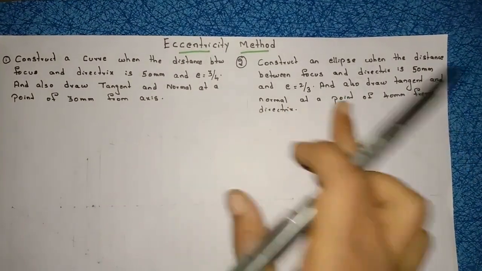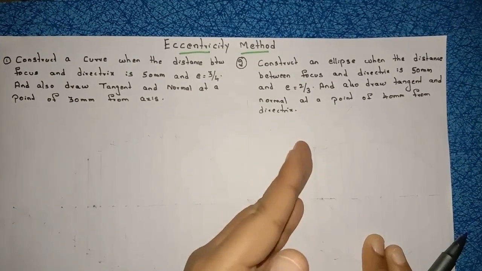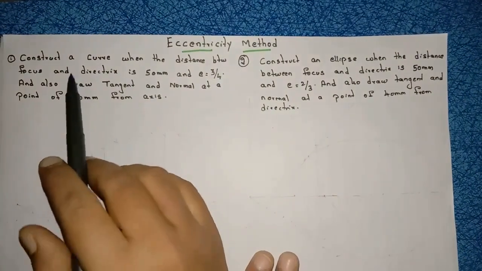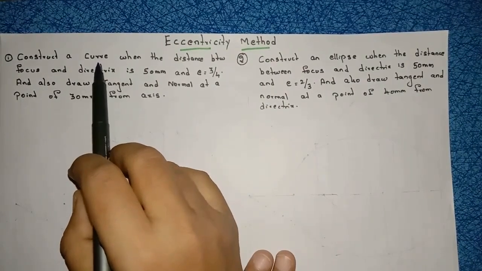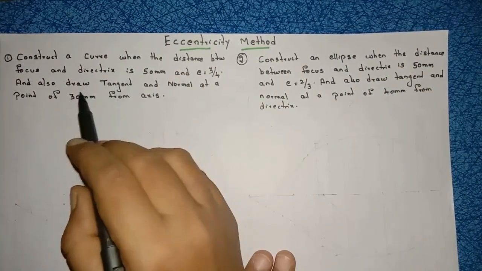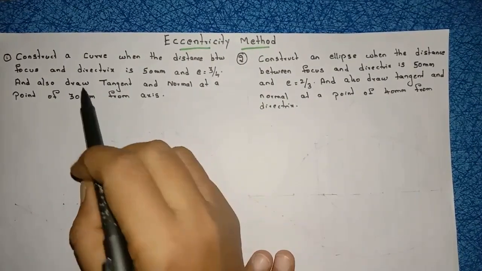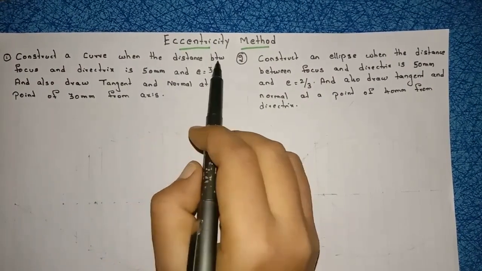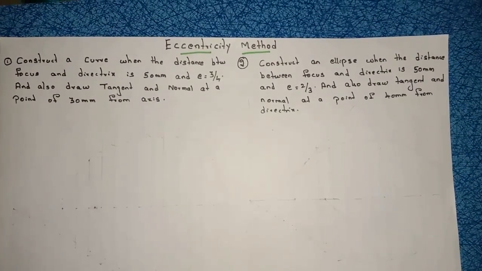These are the two questions. This is the first question and this is the second question. First I will tell the difference between these two questions. Coming to the first question, here I asked to construct a curve. A curve means it may be an ellipse, a parabola, or a hyperbola. I didn't mention ellipse, parabola or hyperbola, I just mentioned a curve. Construct a curve when the distance between focus and directrix is 50 mm and e equals 3 by 4.